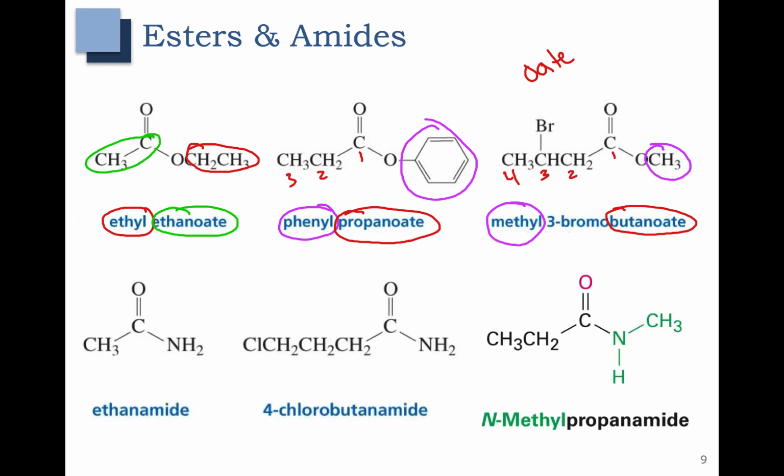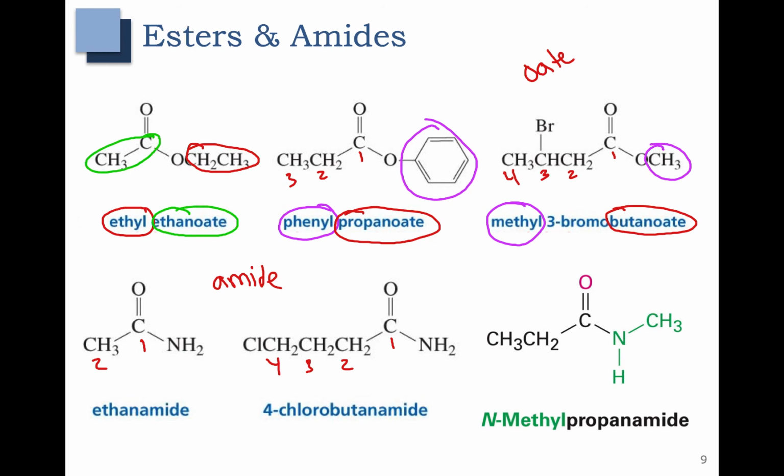The suffix for amides is amide. Here's an easy example where we have 2 carbons in the chain, so it becomes an ethanamide. In this middle example, we have 4 carbons in the chain, so we have a butanamide with a chlorine attached to carbon 4.